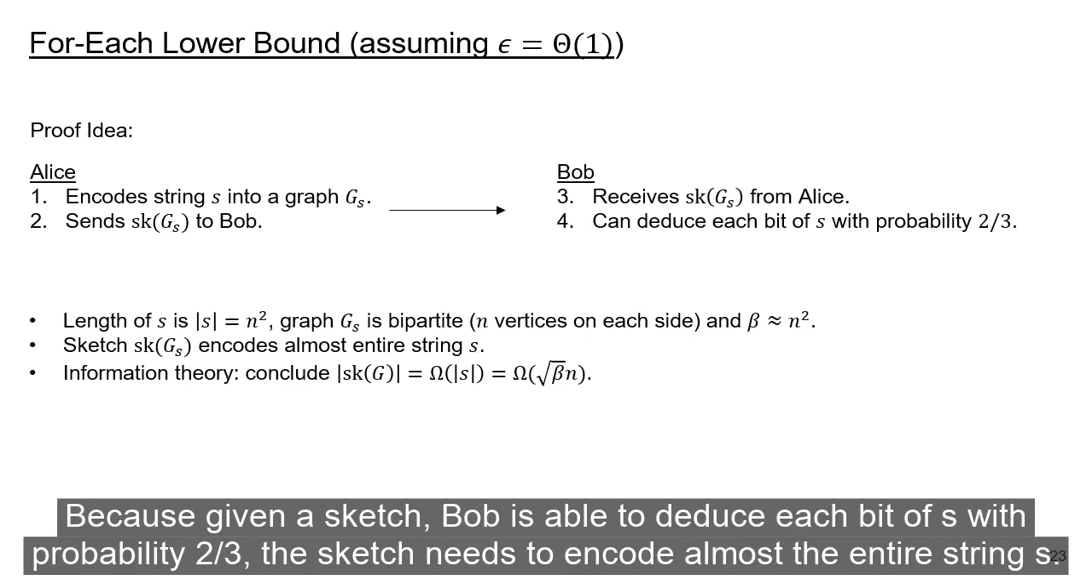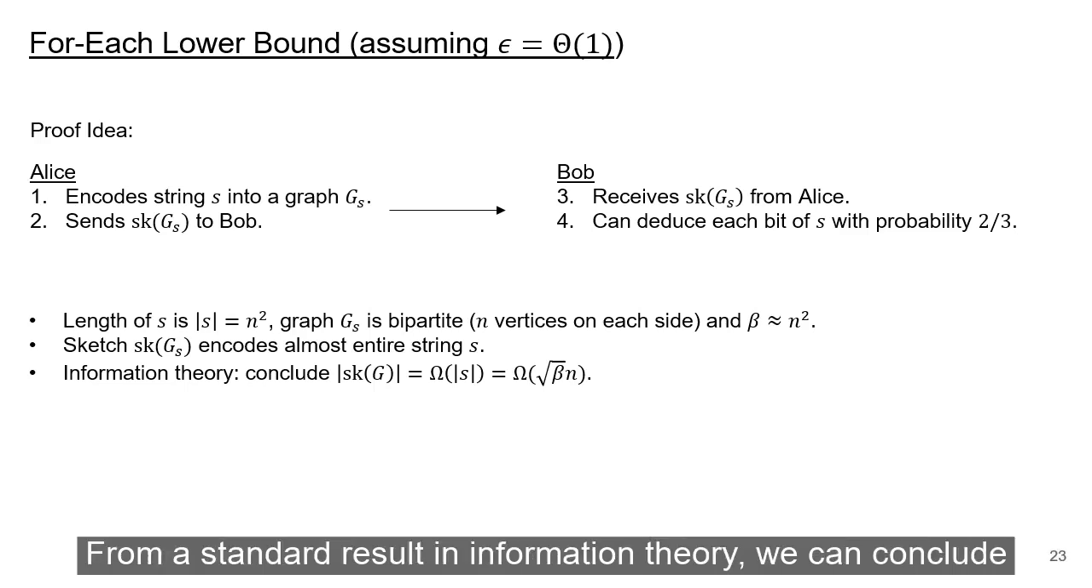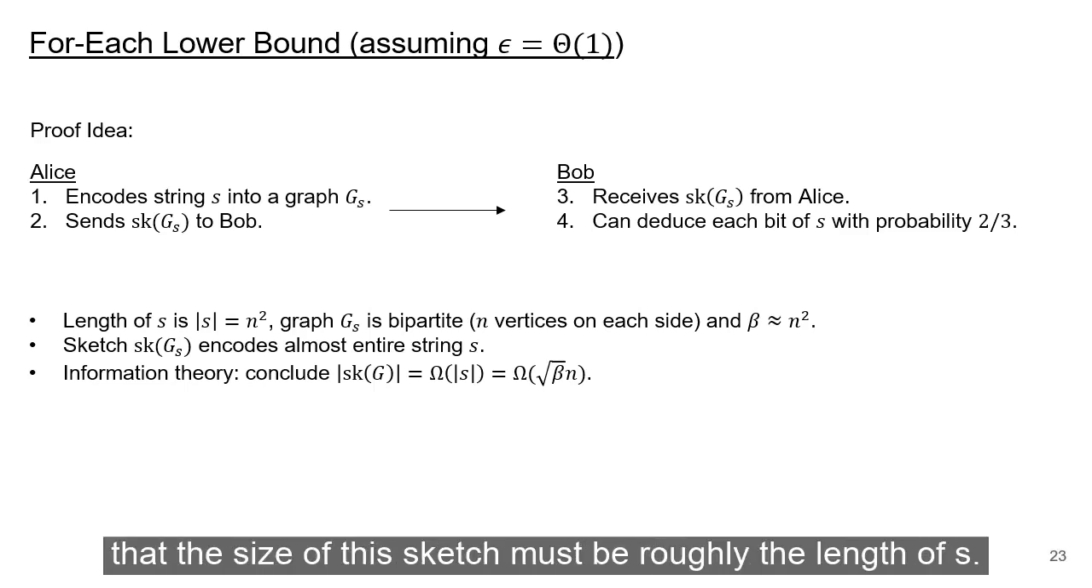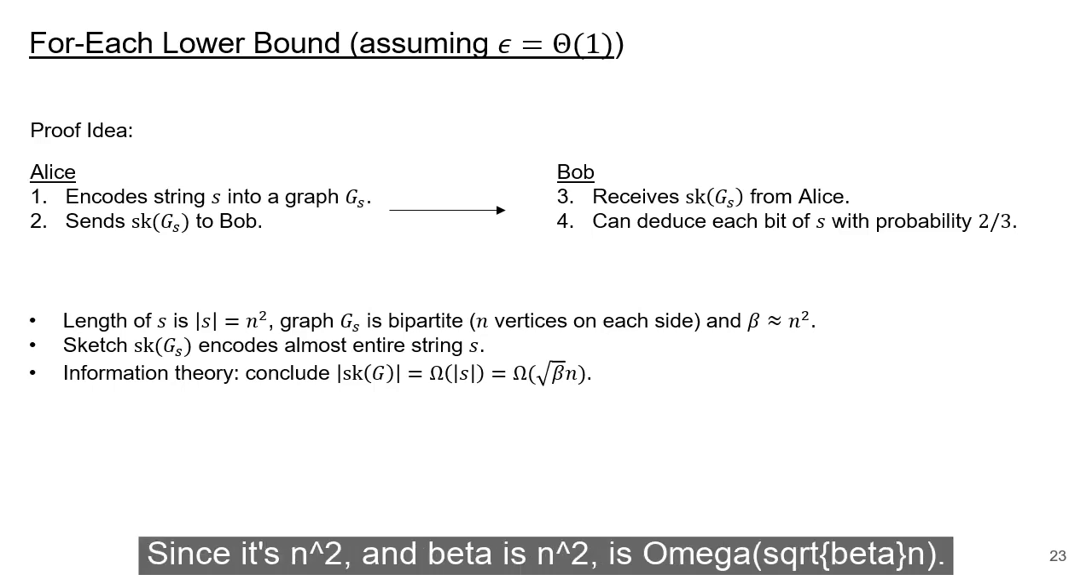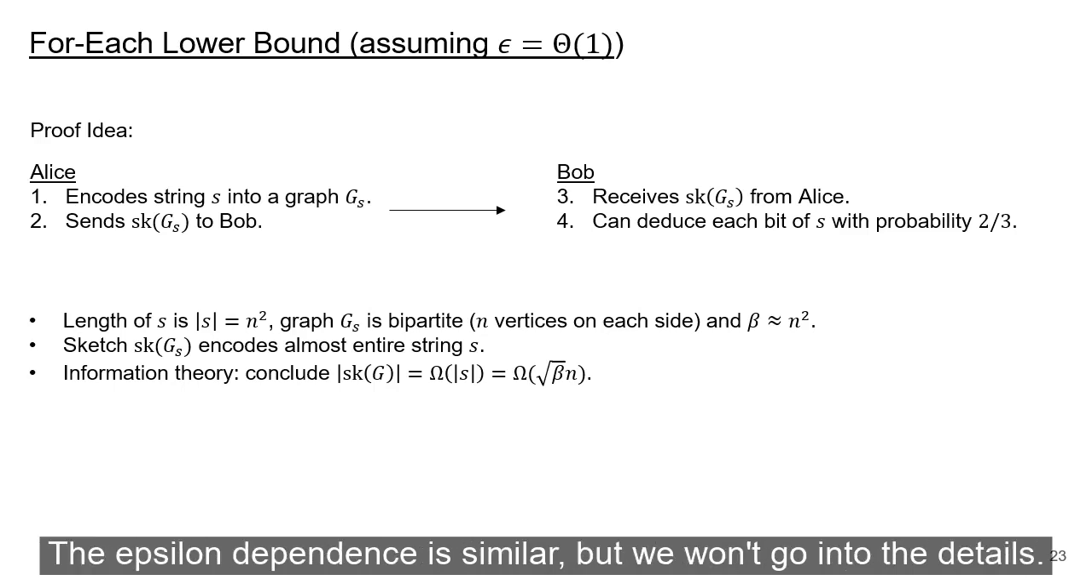Because Bob is able, given the sketch, to deduce each bit of S with probability 2/3, the sketch needs to encode almost the entire string S, and from a standard result in information theory, we can conclude that the size of the sketch must be roughly the length of S, which, since it's n squared and beta is n squared, is omega root beta n. The epsilon dependence is similar, but we won't go into the details.